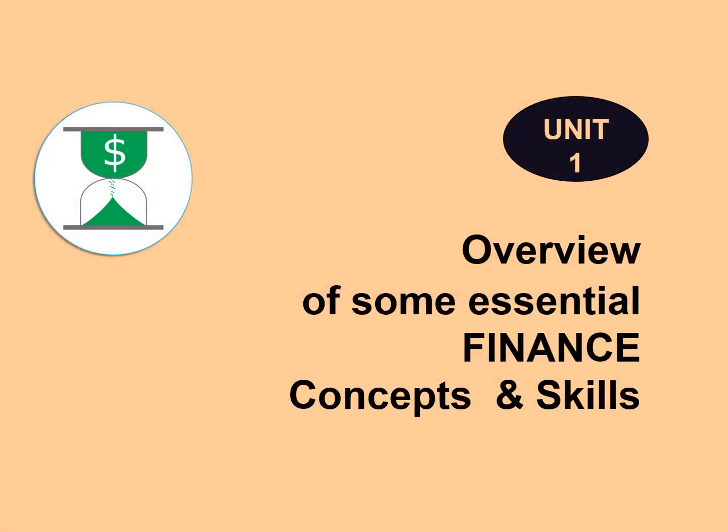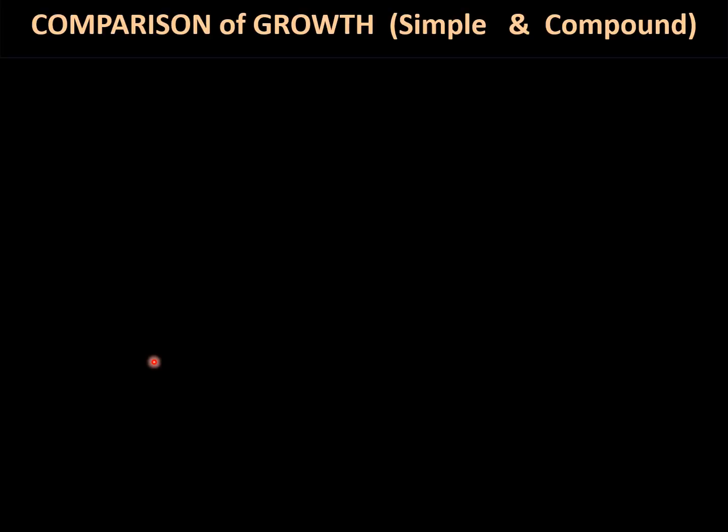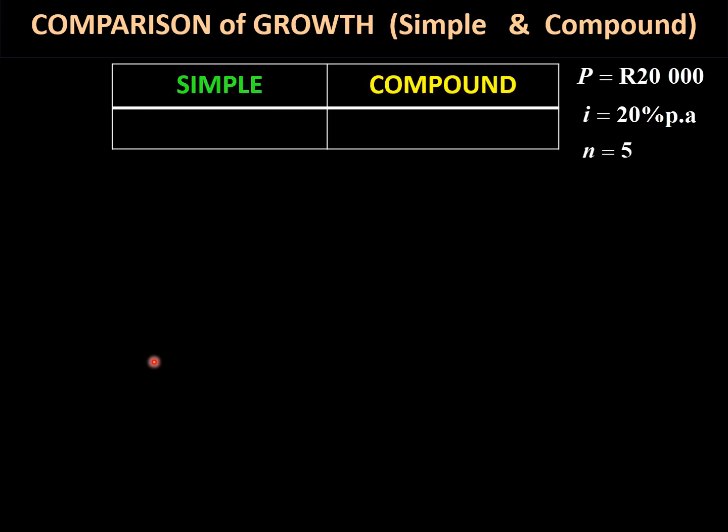Let's start with an overview of some essential finance concepts and skills. Let's start off with a comparison of simple and compound growth. Let's say, for example, we have 20,000 rand that is invested at an interest rate of 20% per annum, and we're going to invest it over a period of, let's say, 5 years.